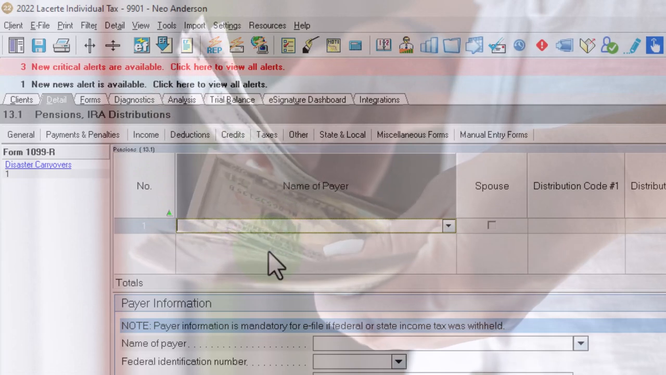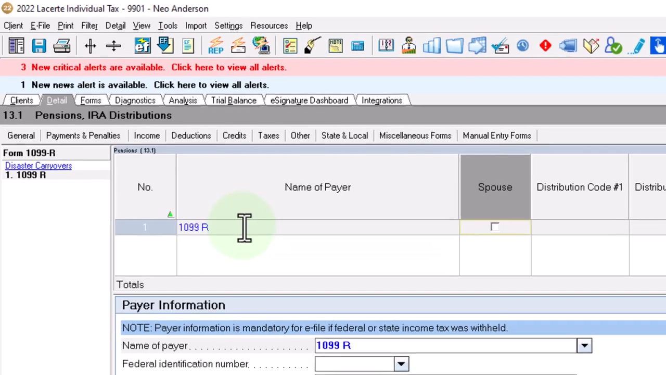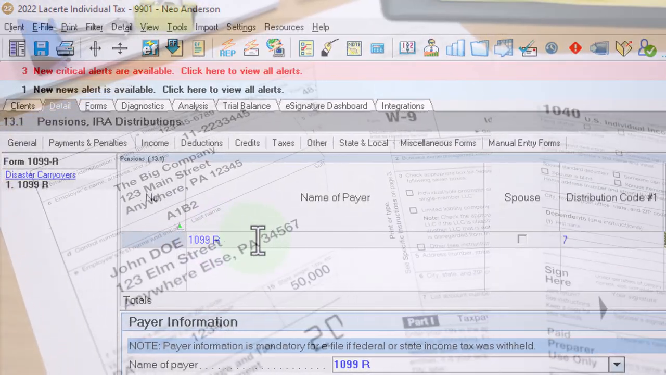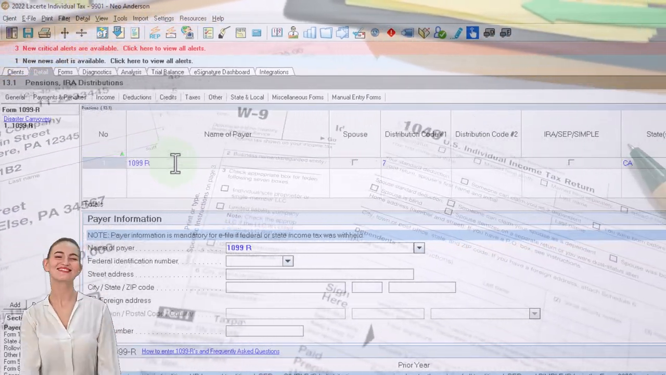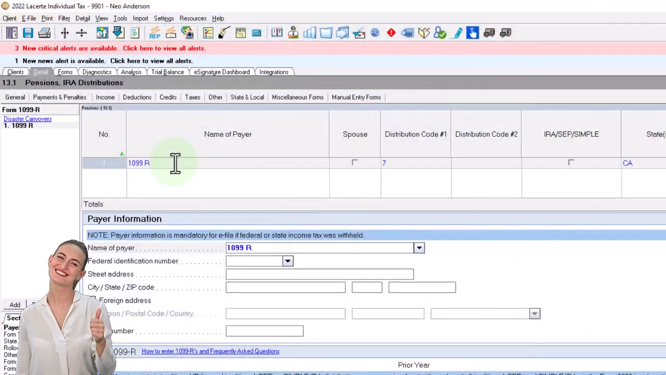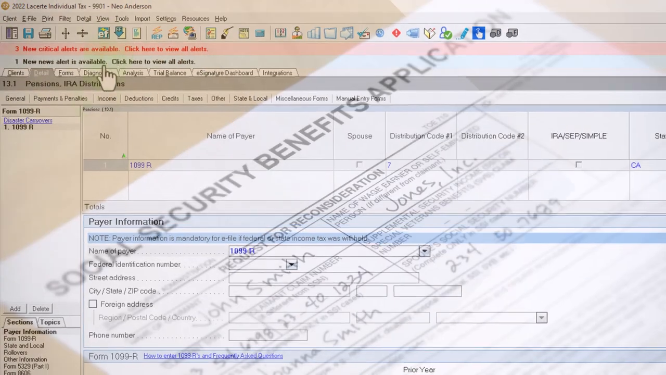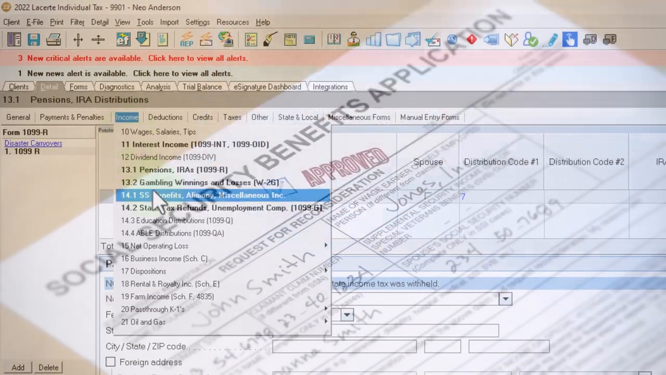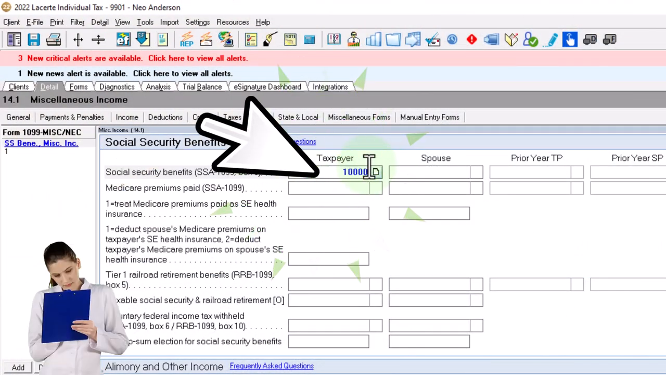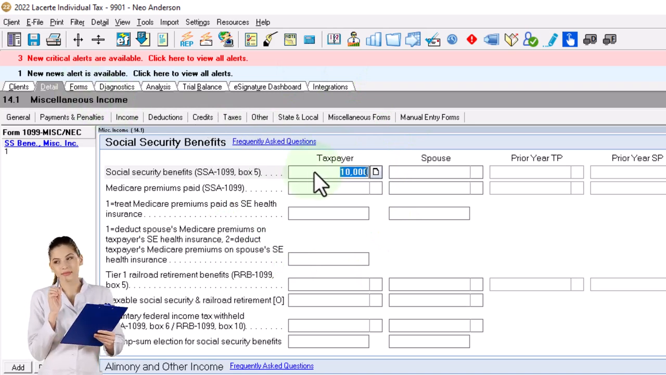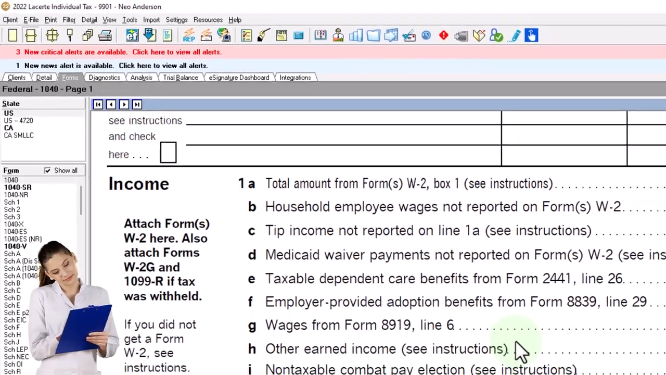So we're gonna say pension income, and I'm gonna say this is a 1099R that they got, and it's gonna be a normal distribution. And let's say that they got like 15,000 here, taxable amount 15,000. And then on the Social Security, let's bump up the Social Security a bit. Social Security benefits, let's say they got 10,000 Social Security. Okay, let's make it 5,000. Okay, make up your mind. Okay, that's what I want to do.